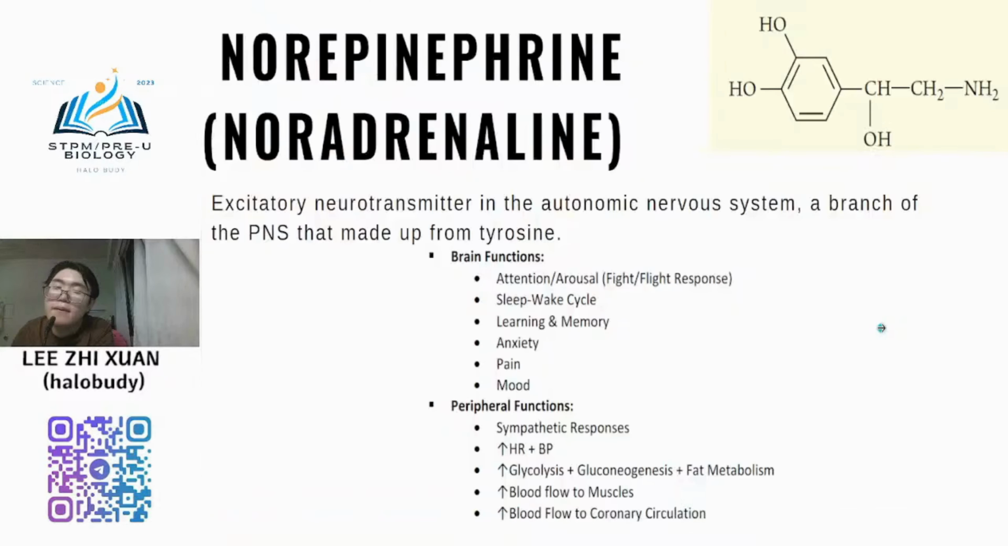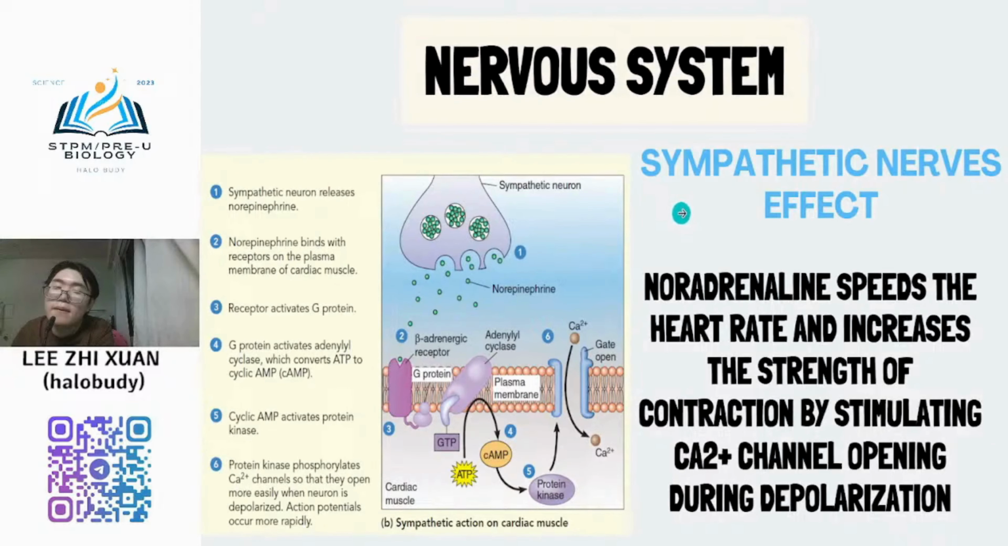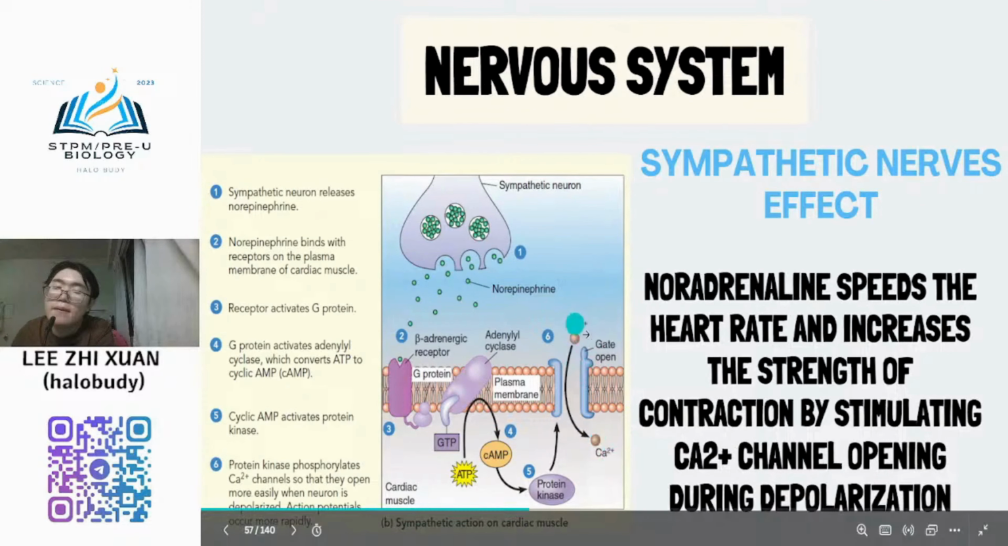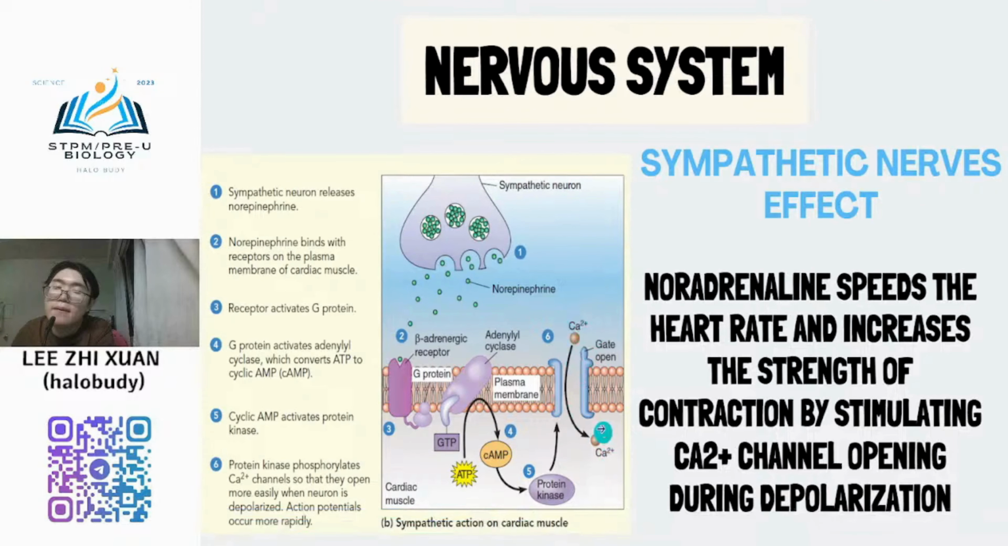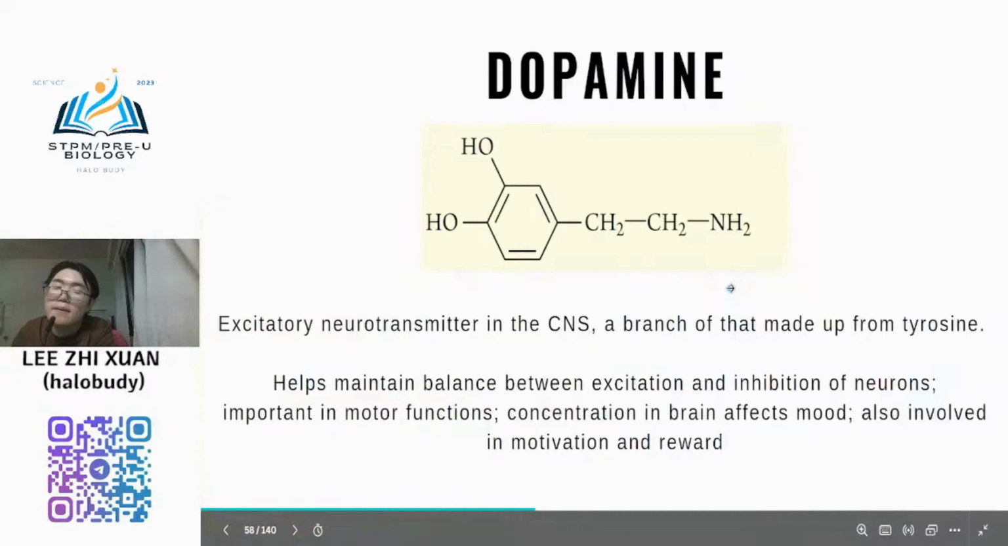And another one is noradrenaline. Normally this one functions to be involved in the sympathetic nerve effect. Normally this one involves cAMP activation, and then it will get the calcium ion to stimulate it, and then it will trigger the depolarization process. And another one is dopamine.